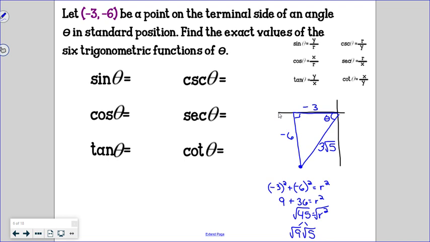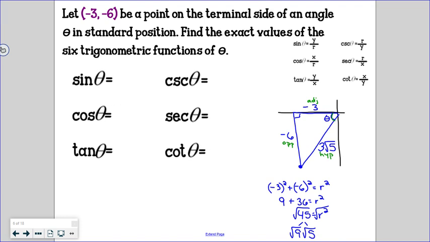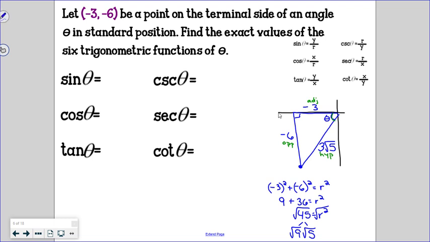Okay, setting up my trig ratios, all based off of where theta is. Theta is always at the origin, which makes the 3 the adjacent side, the -6 the opposite, the 3 square root of 5 your hypotenuse. Set up your ratios. Opposite over hypotenuse would be negative 6 over 3 square root of 5. Adjacent over hypotenuse, negative 3 over 3 square root of 5. Tangent, opposite over adjacent, negative 6 over negative 3.